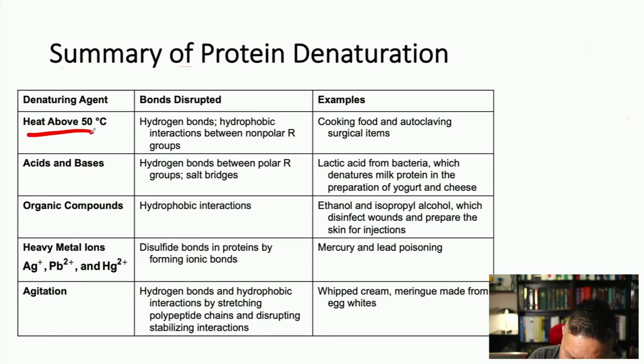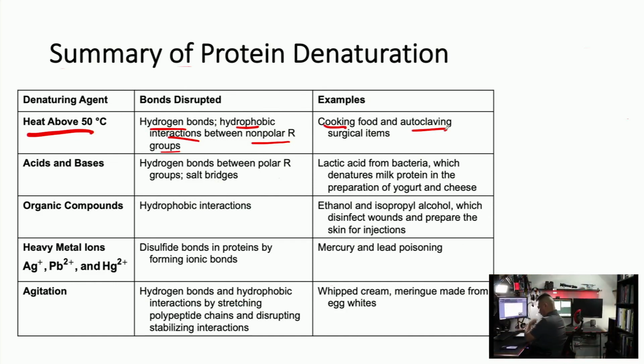So there's a little summary of denaturing processes that you can use to disrupt proteins. Heating above 50 degrees can disrupt the hydrogen bonds and the hydrophobic interactions between the non-polar R groups. Examples of that are cooking food and autoclaving surgical items. That's how you kill the bacteria on scalpels and hemostats and such.